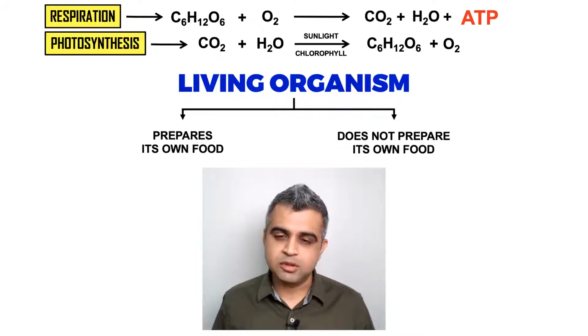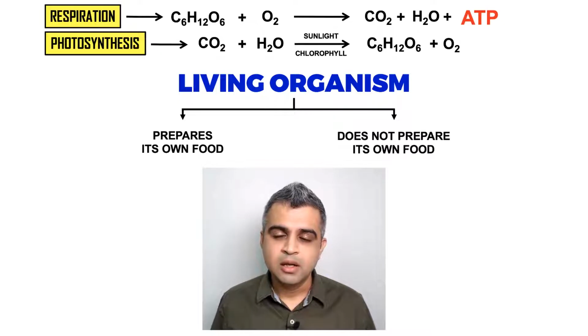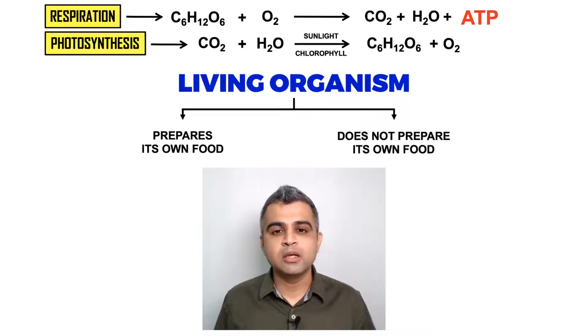That second reaction is called photosynthesis, and it is only done in the presence of sunlight by plants which contain chlorophyll, the green pigment chlorophyll. So all living things do respiration, but all living things do not do photosynthesis. Based on this, life is broadly classified into two main groups.